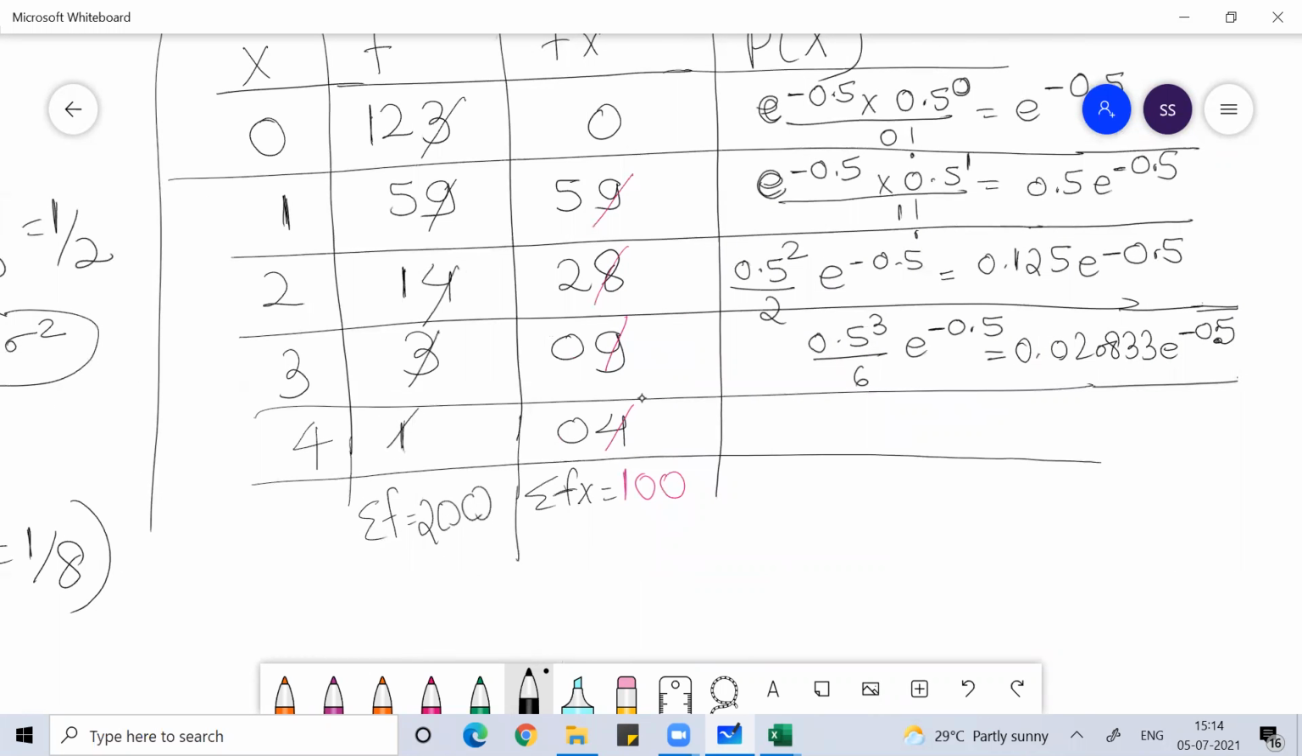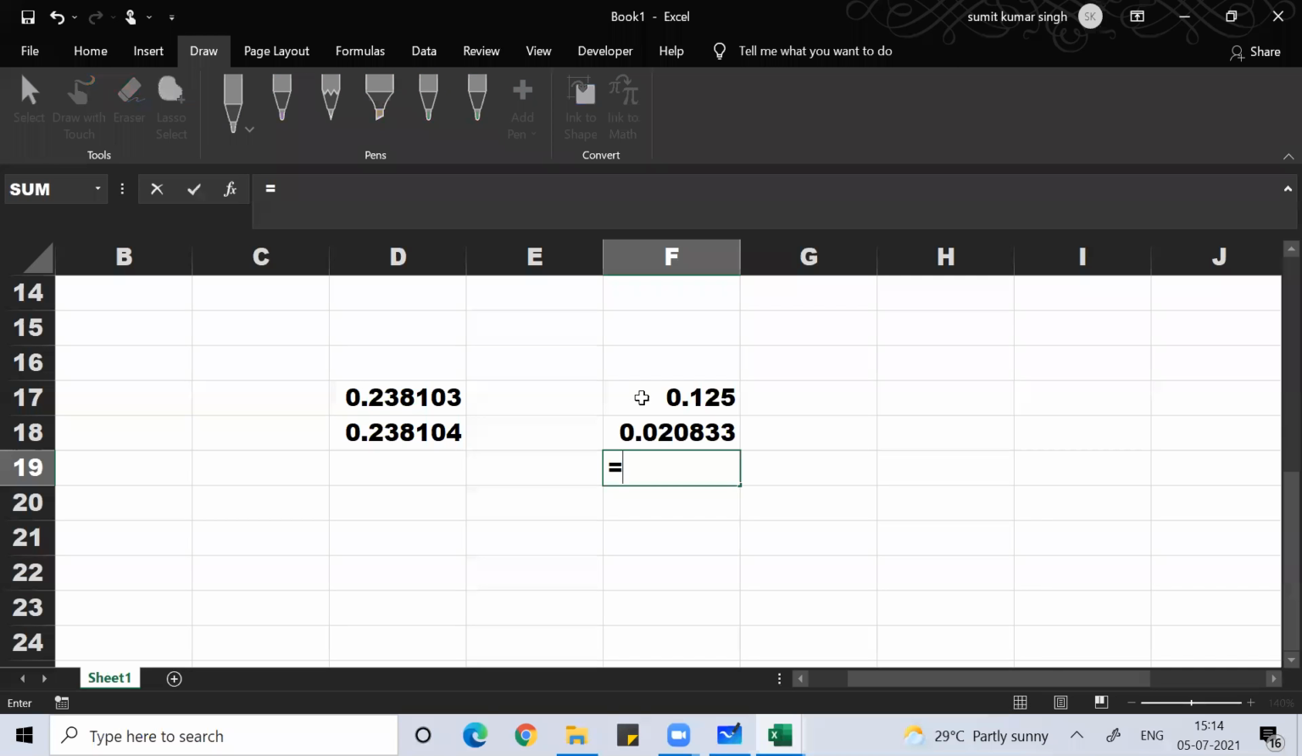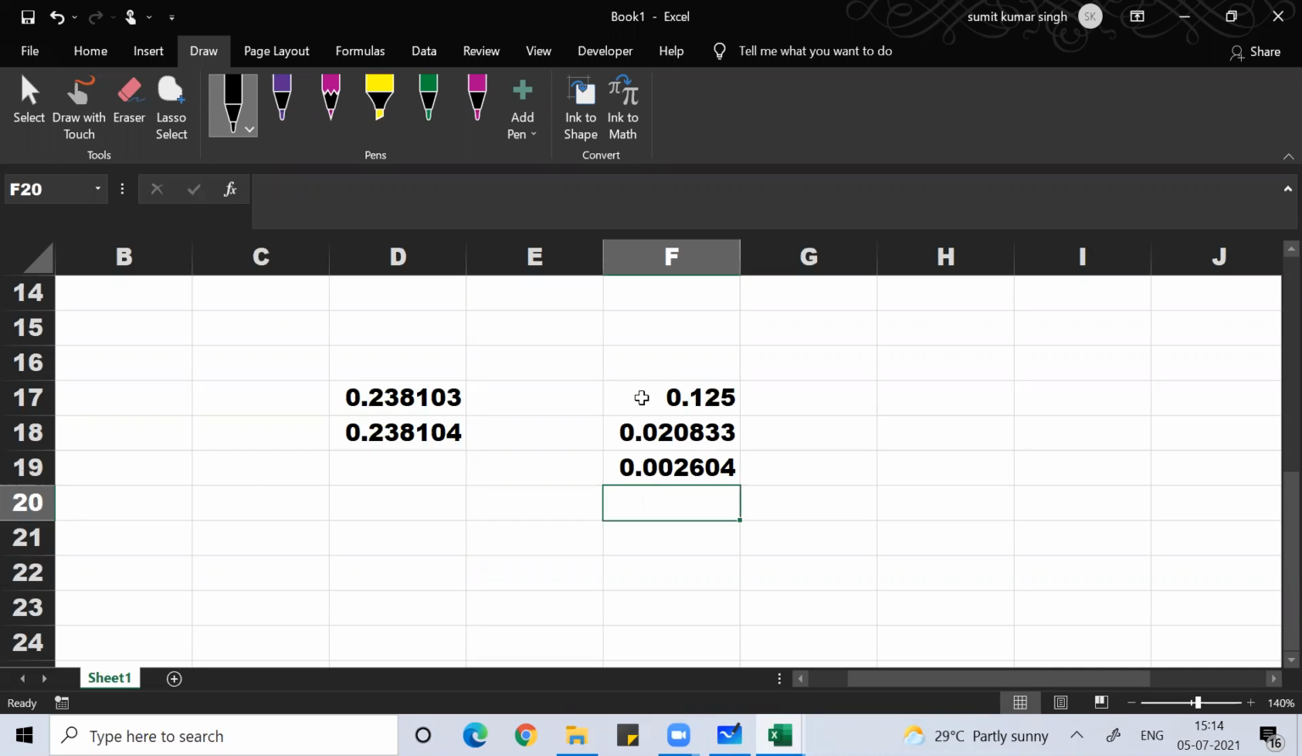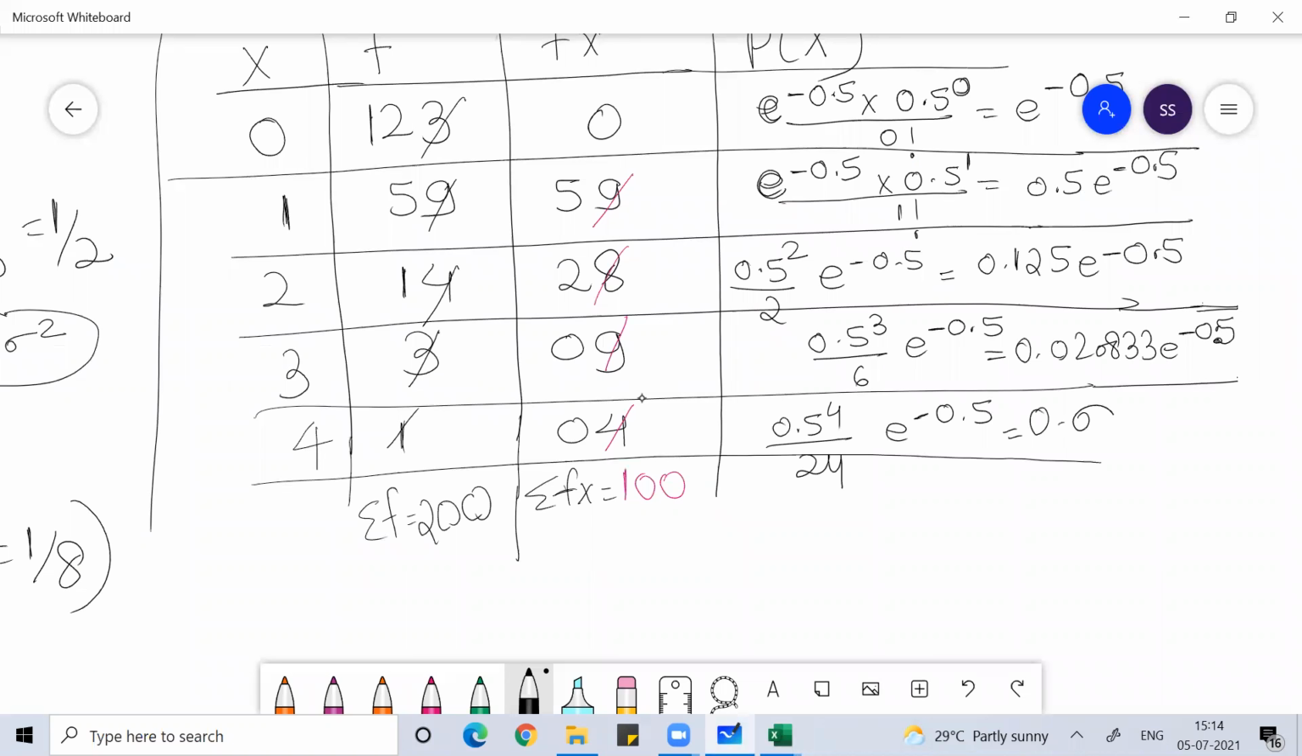Then this is 0.5 to the power 4 by 4 factorial, which means 24, e to the power minus 0.5. So 0.5 to the power 4 divided by 4 factorial, which means 24. So that is 0.002604. 0.002604 e to the power minus 0.5.